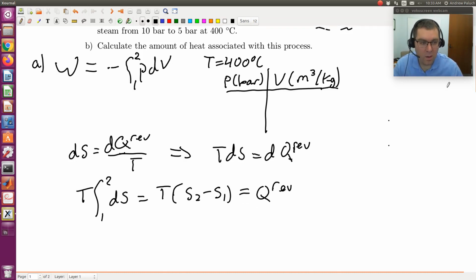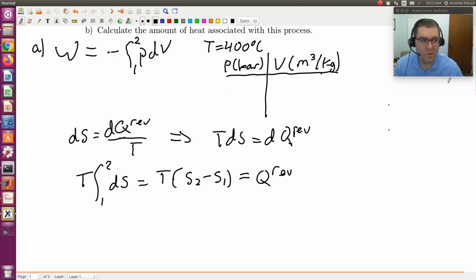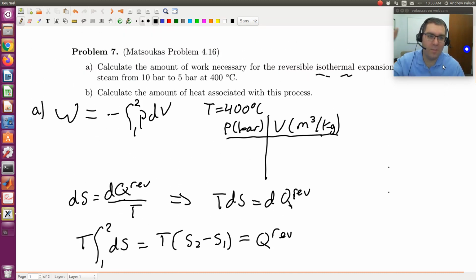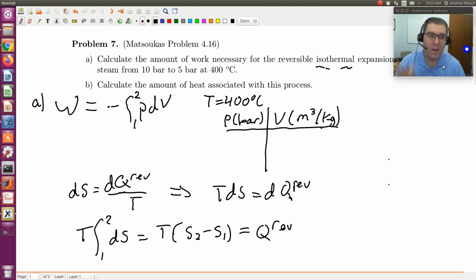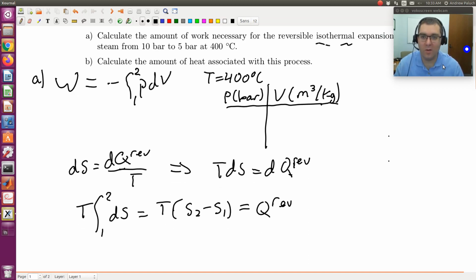Now, the benefit of this is, since I know the temperature and pressure of my initial state and the temperature and pressure of my final state for this isothermal process, I can look up S2 and S1 in my superheated steam tables. S is just a state function, and once I have S, I can calculate the change in S, and I can calculate Q.